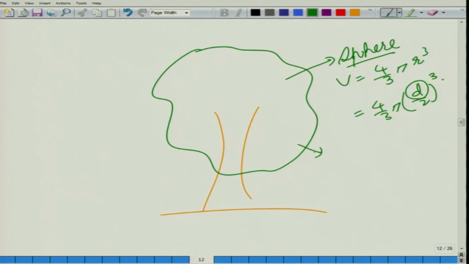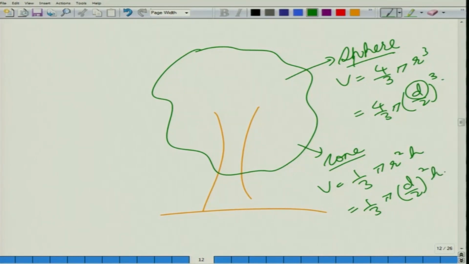Suppose you consider it to be a cone. So, the volume of a cone will be given by 1 by 3 pi r square h or 1 by 3 pi d by 2 whole square h. So, in this case you will require two parameters to be measured, the diameter and the height, and you will be able to get the volume. Now, from the volume you can then calculate the biomass.